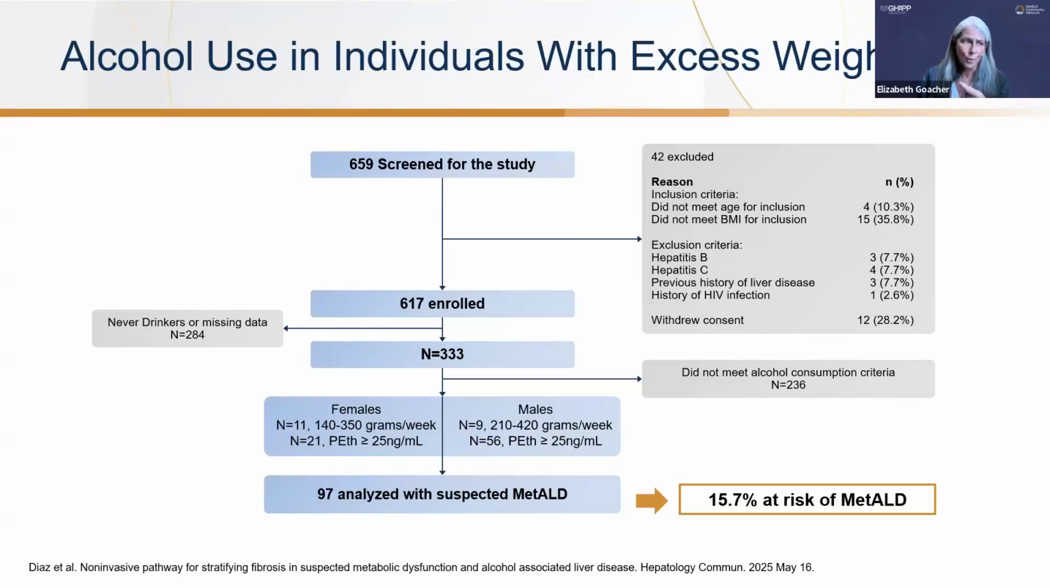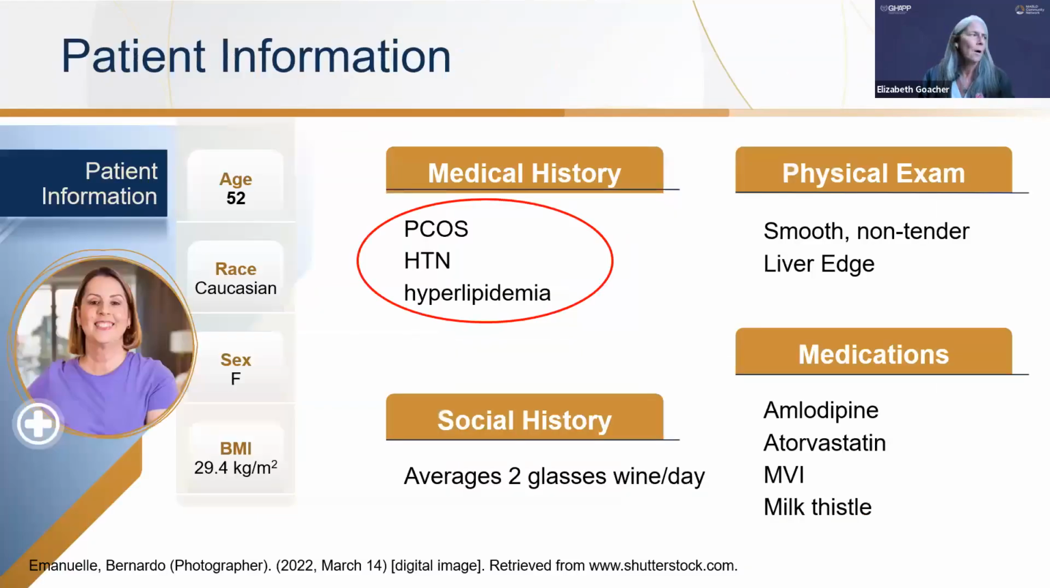And even in this group, what we saw was 16% of them met the criteria by self-reported alcohol consumption of being MetALD. So if they apply the diagnostic criteria for MASLD, put in the amount of alcohol consumption that people self-reported, 15% of them met the criteria for MetALD. So that tells us it's not a small proportion of people and may perhaps be underrepresented depending upon the recall and report of alcohol consumption.